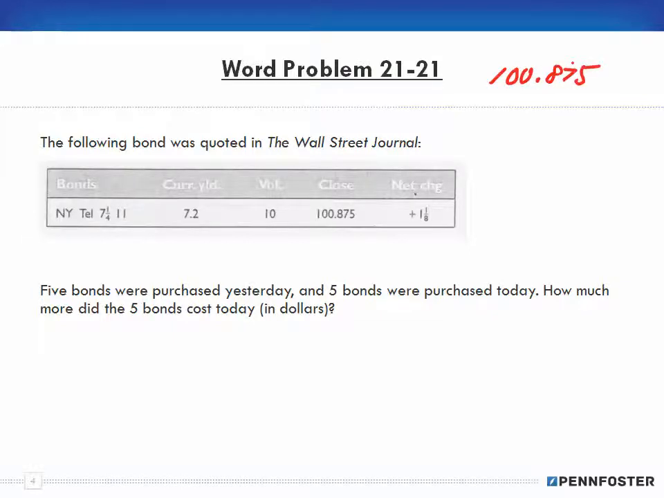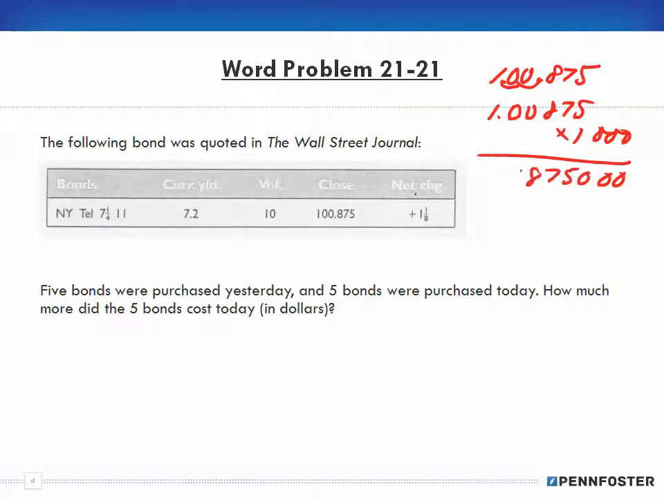We're looking at a bond price of 100.875. Remember, we move the decimal over, so we have 1.00875, and we multiply it by 1,000 to get the value of the bond. So the value of the bond is $1,008.75.